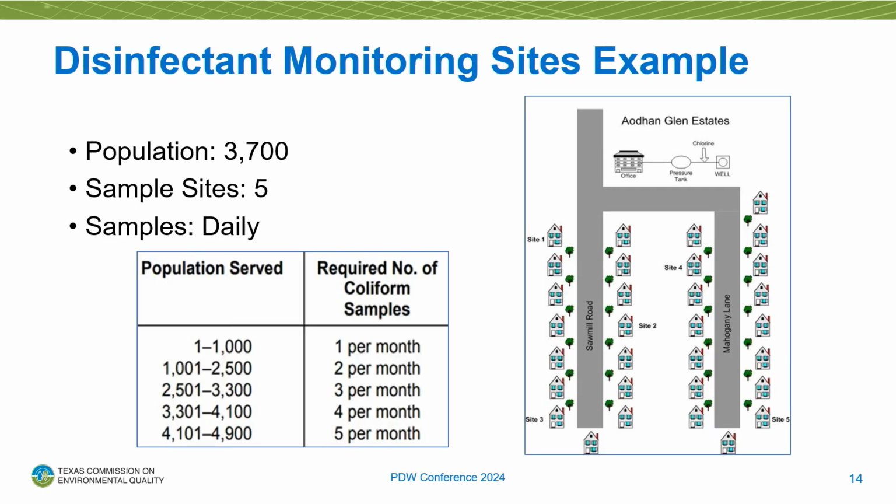This is just a little graphic showing an example of a distribution system with its sites. Since their population is 3,700, they're going to take daily samples. They need at least 5 sample sites. So it's dispersed out fairly well. You want to make sure you've got sites with low water age and high water age. If you only had sites on the left side of that Sawmill Road right there, that's only giving you a fourth of your story. So you want to make sure you're choosing good sites throughout the whole distribution system.